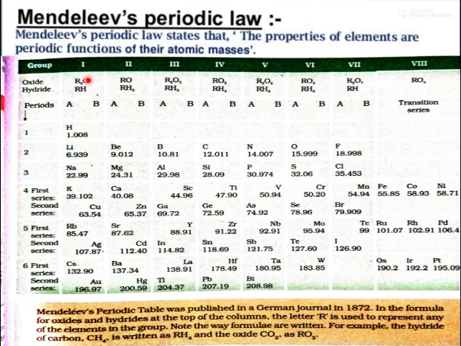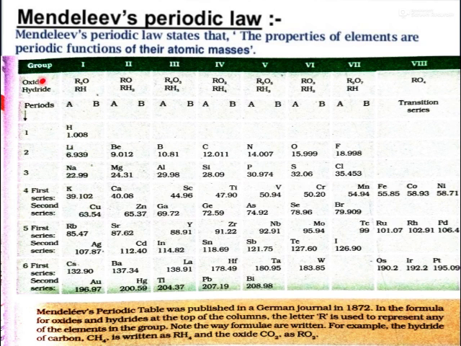And here you can see the oxide R2O and the hydride RH. In the A column, elements were arranged on the basis of their reaction with oxygen, and the formula is R2O, where R means the element. For example, if R is sodium, then it is Na2O. If R is potassium, then it is K2O.